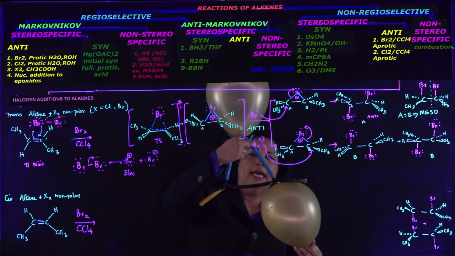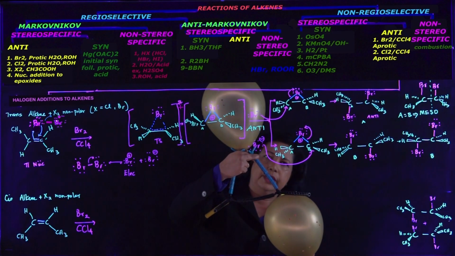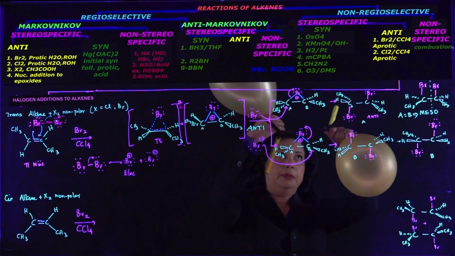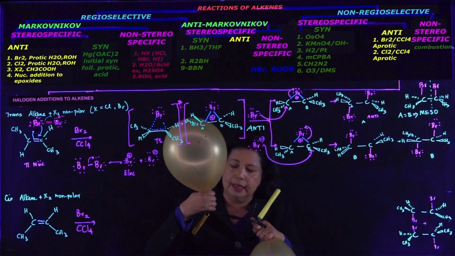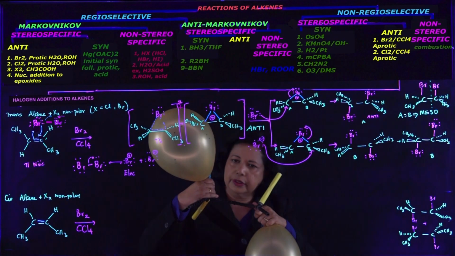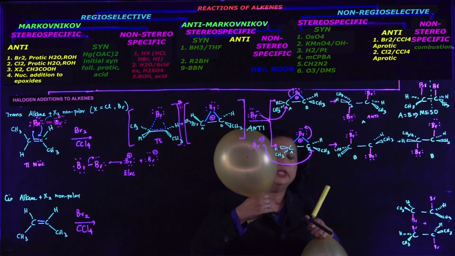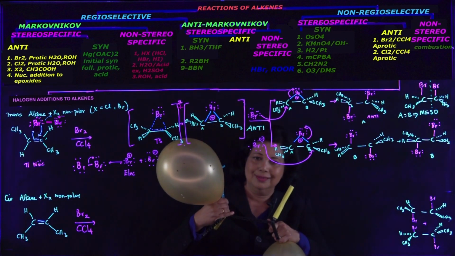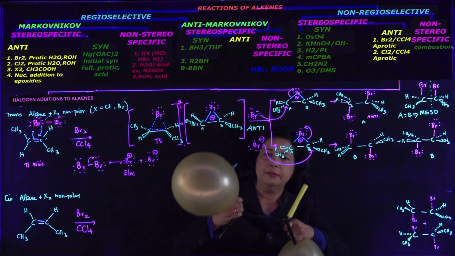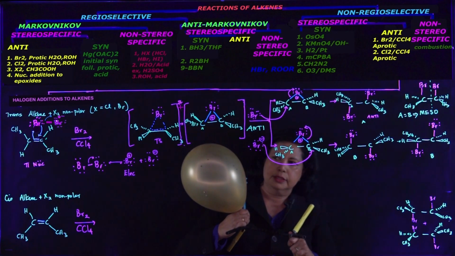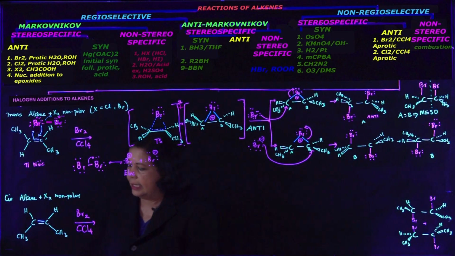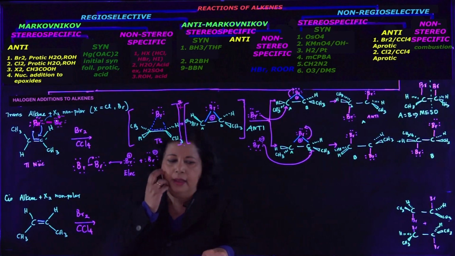It can only attack from the bottom. The direction is fixed. So you get an anti-stereospecific attack. You don't get syn, you only get anti. So stereospecificity is anti, it's not stereoselective, and it is non-regioselective. It could have attacked here or here. And you can see that the stereochemistry is preserved. Both the methyl groups are on the same side and both the hydrogens are on the same side. So stereochemistry is preserved throughout the reaction. Let's draw these out and see what is the relationship of the products.